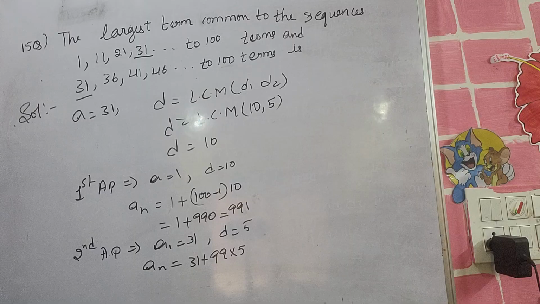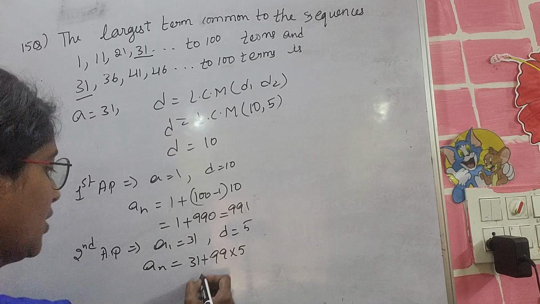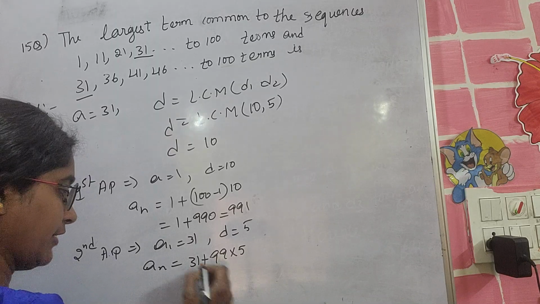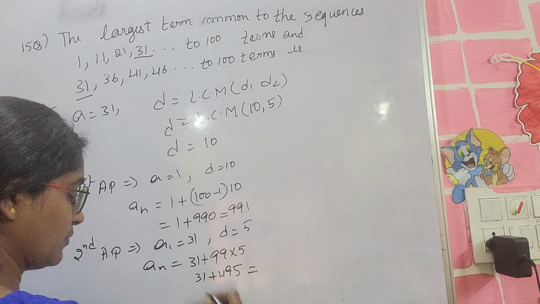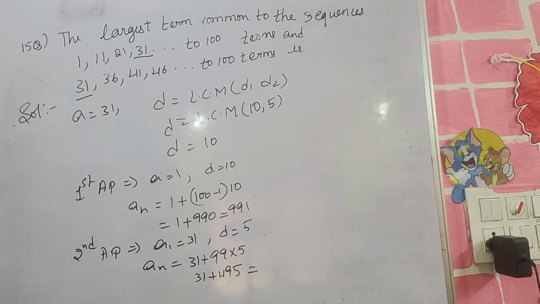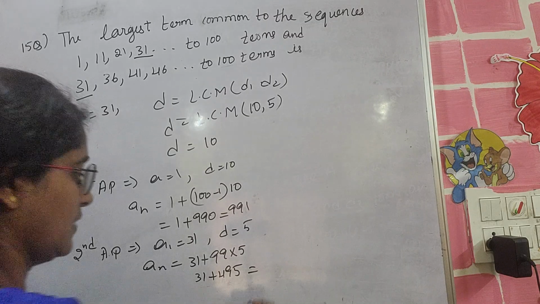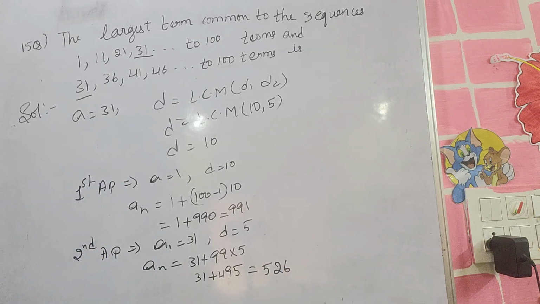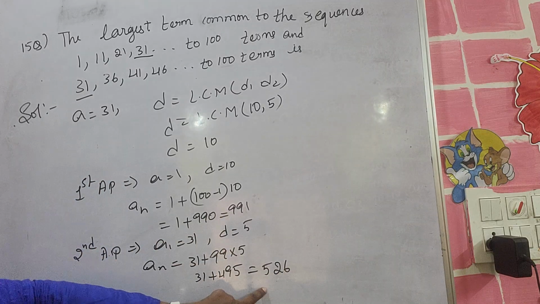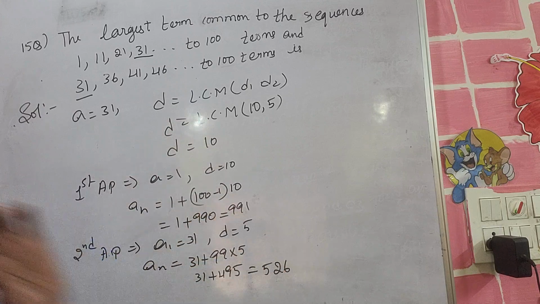Is it correct? 990 by 2, so 900 by 2 is 450, 90 by 2 is 45, so 495. 31 plus 495, if I add both, how much is it? It is 526, the last term. So which one is the smallest? This one. So the common series will end at this.